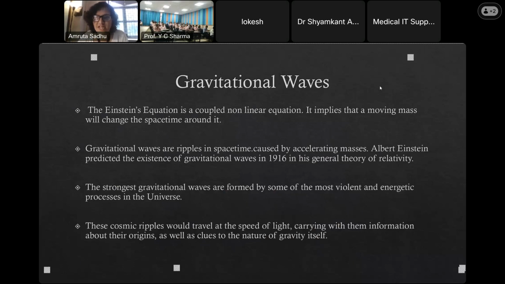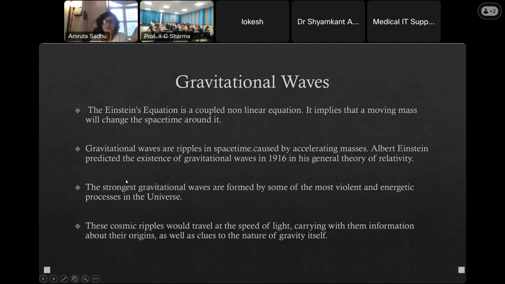Another thing that today's program is about, which these equations predict, is gravitational waves. Suppose you have a pond and you throw a rock in it. It creates waves, right? Similarly, if you have an accelerating mass, the space-time in which this mass is moving will create ripples. These ripples are called gravitational waves, and they were predicted in 1916 by Einstein.